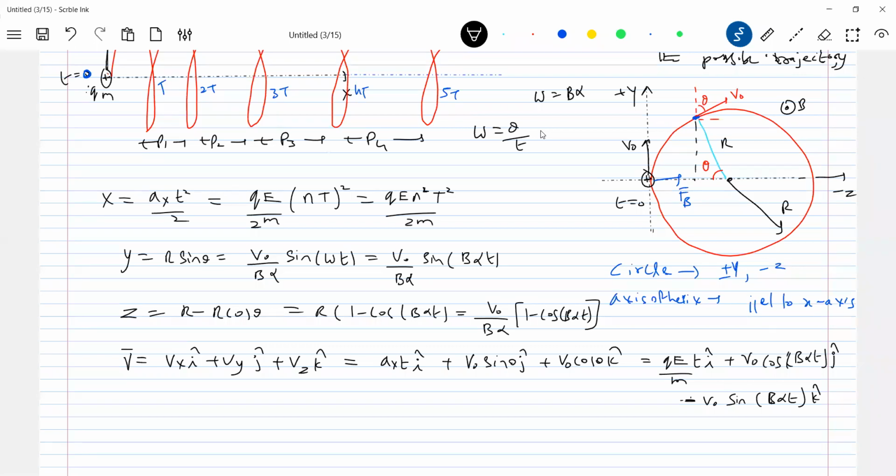Here, V naught cos theta j cap, V naught sin theta k cap. I just made corrections, just see here at this particular point. V naught cos theta will be along y-axis, V naught sin theta will be along negative z-axis.